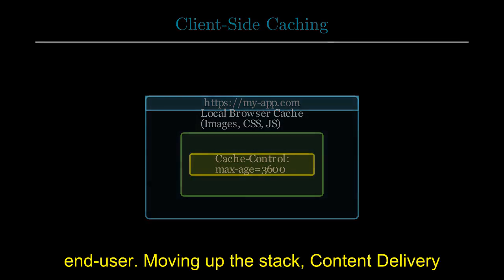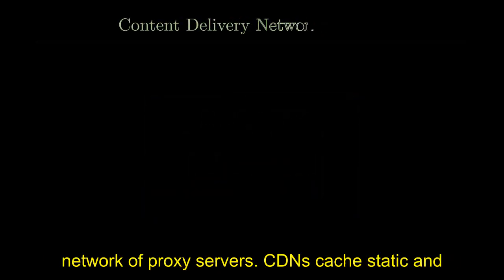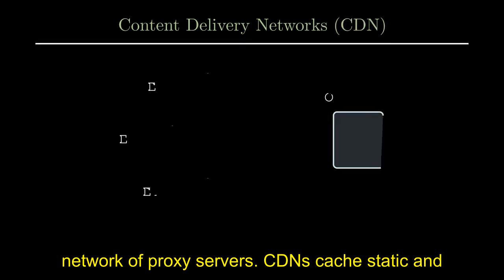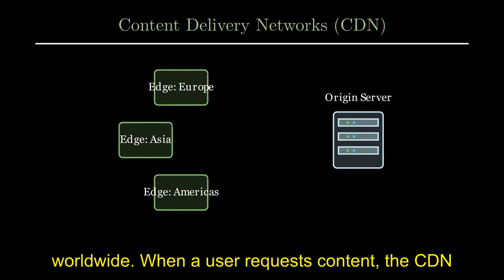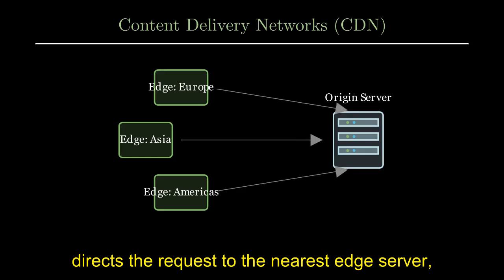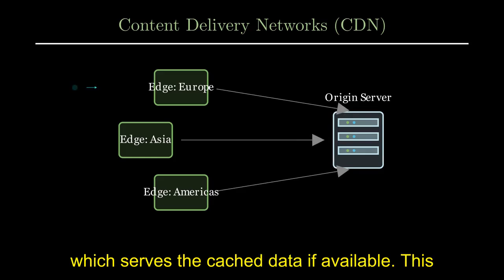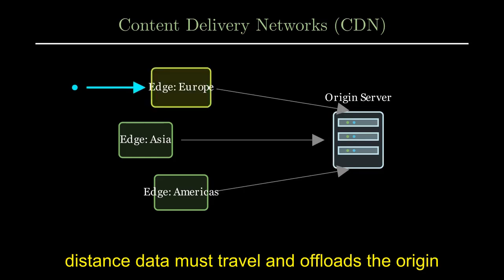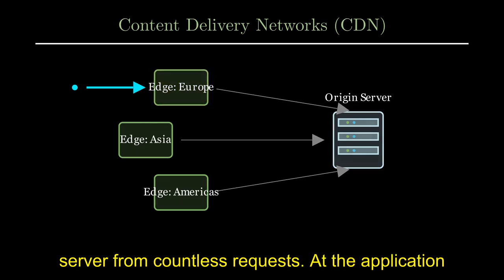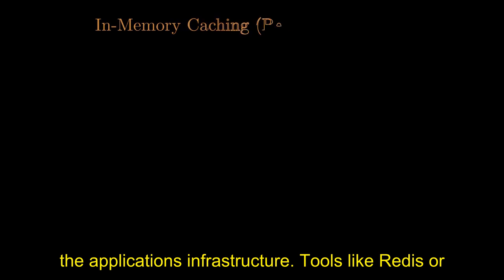Moving up the stack, content delivery networks, or CDNs, form a geographically distributed network of proxy servers. CDNs cache static and sometimes dynamic content at edge locations worldwide. When a user requests content, the CDN directs the request to the nearest edge server, which serves the cached data if available. This drastically lowers latency by reducing the physical distance data must travel and offloads the origin server from countless requests.